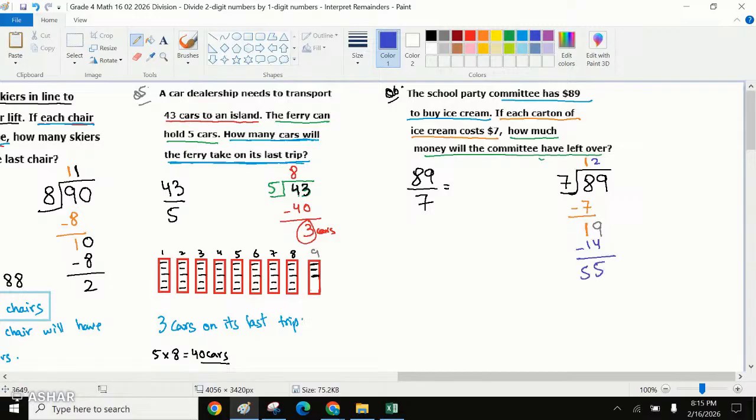And they would be left with $5. Agreed? See, I'll underline the statement again. How much money will the committee have left at the end?